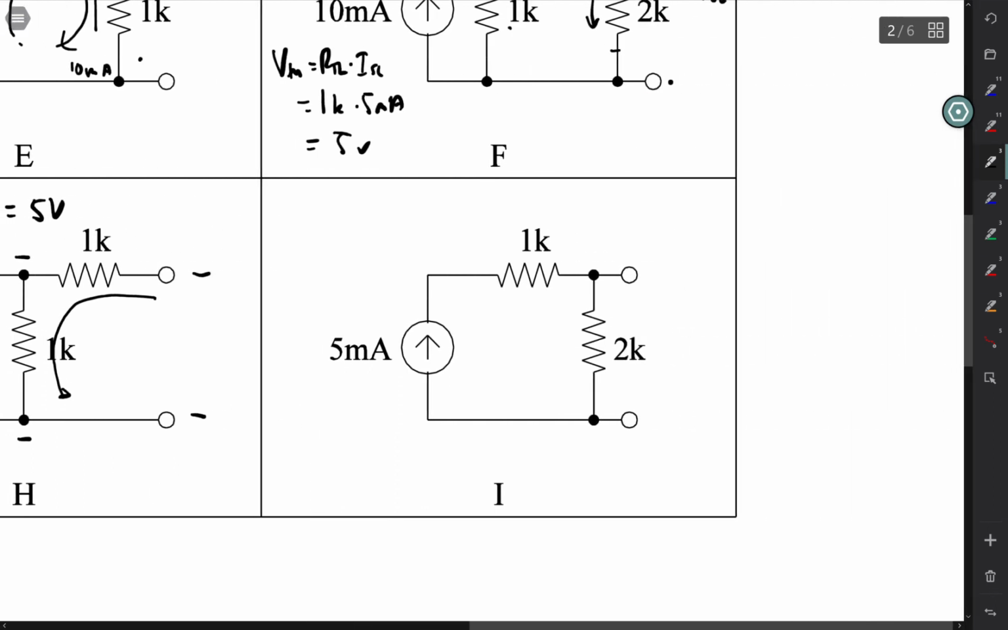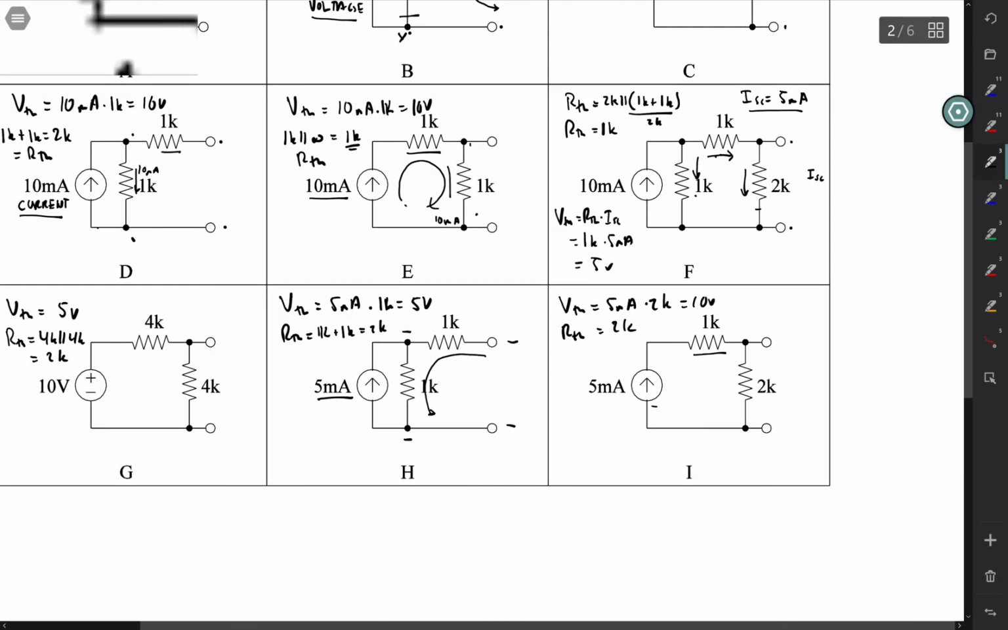And the last one looks almost the same as one we had earlier. Remember, this resistor in series with a current source does not have any effect because this is like a 1K in series with an infinite resistance. So the 5 milliamps goes through 2K. The Thevenin voltage is equal to 5 milliamps times 2K, which is 10 volts. And the Thevenin resistance is equal to 2K. So that's the whole set.